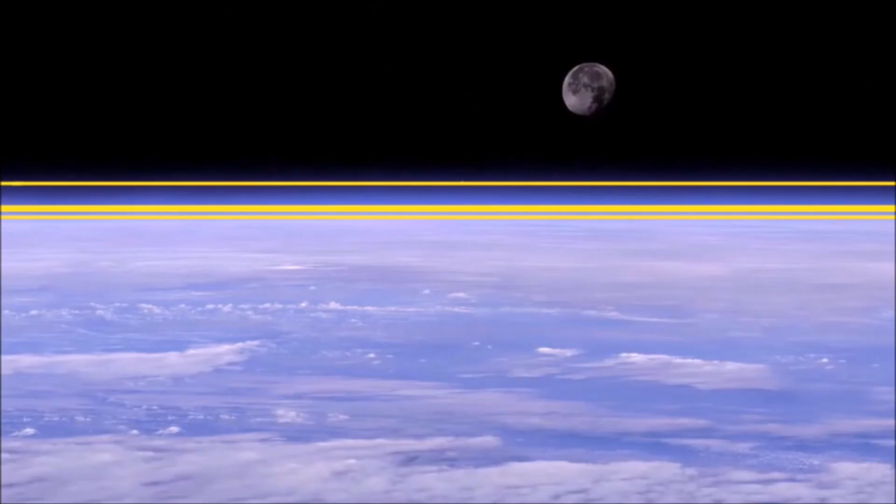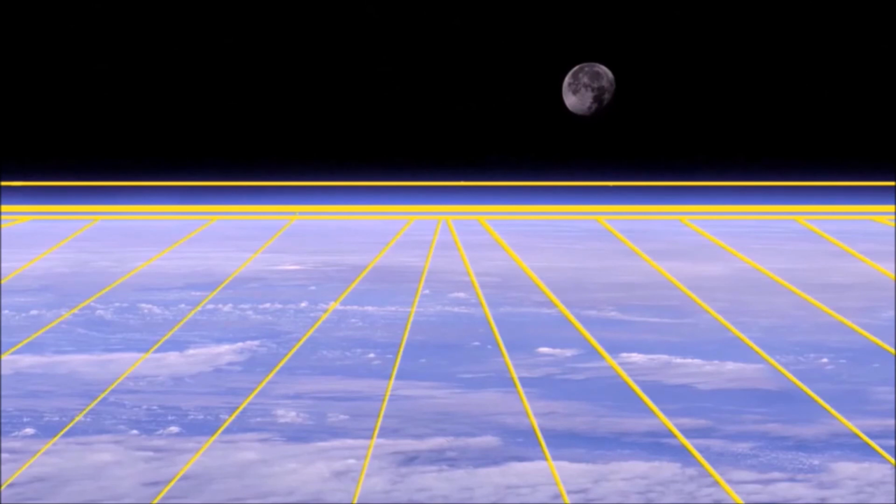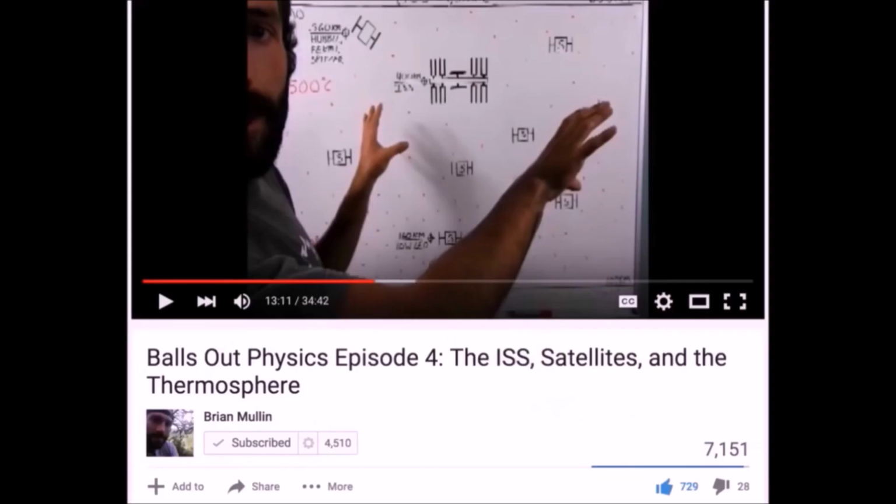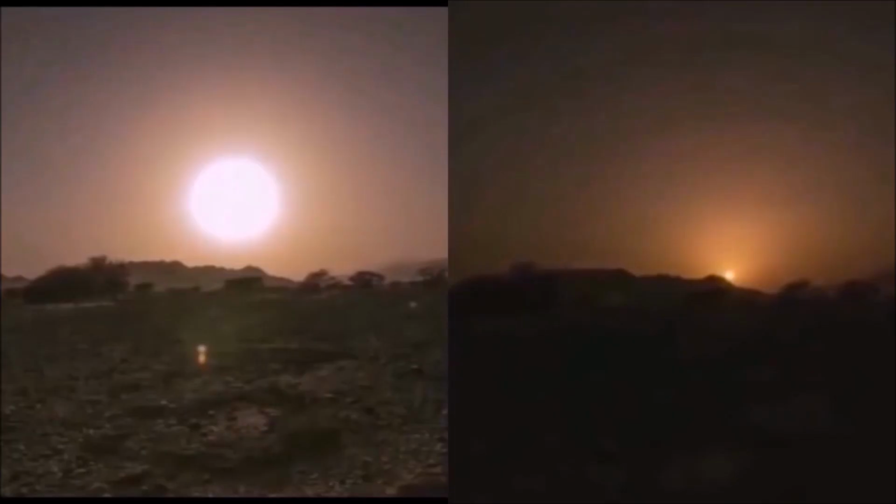So I'm calling BS on the curvature of the Earth because there is none. I'm calling BS on Scott Kelly, who should be a honey-baked ham. BS on the ISS orbiting around in an oven. BS on the sun being 93 million miles away. Ladies and gentlemen, we've been deceived.